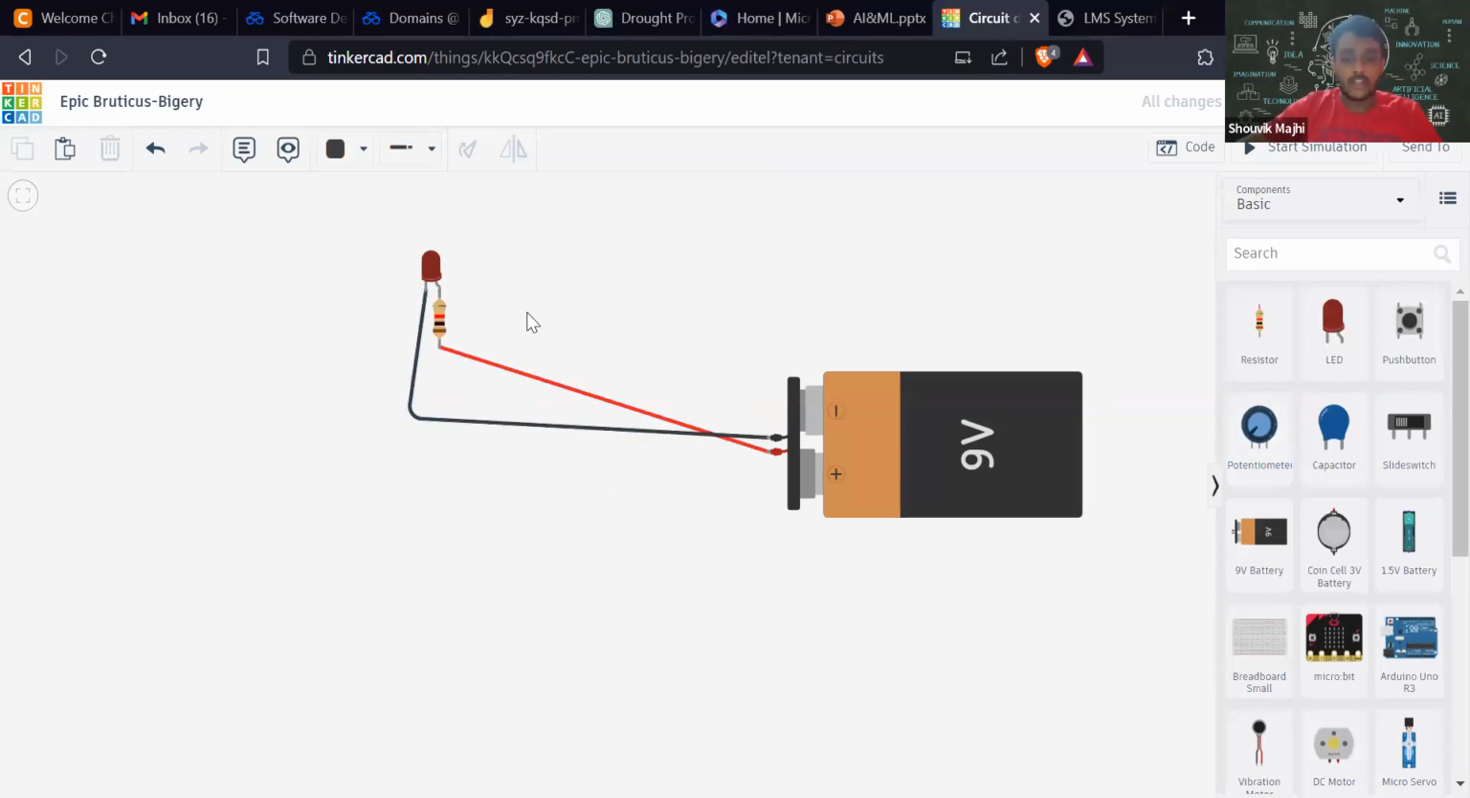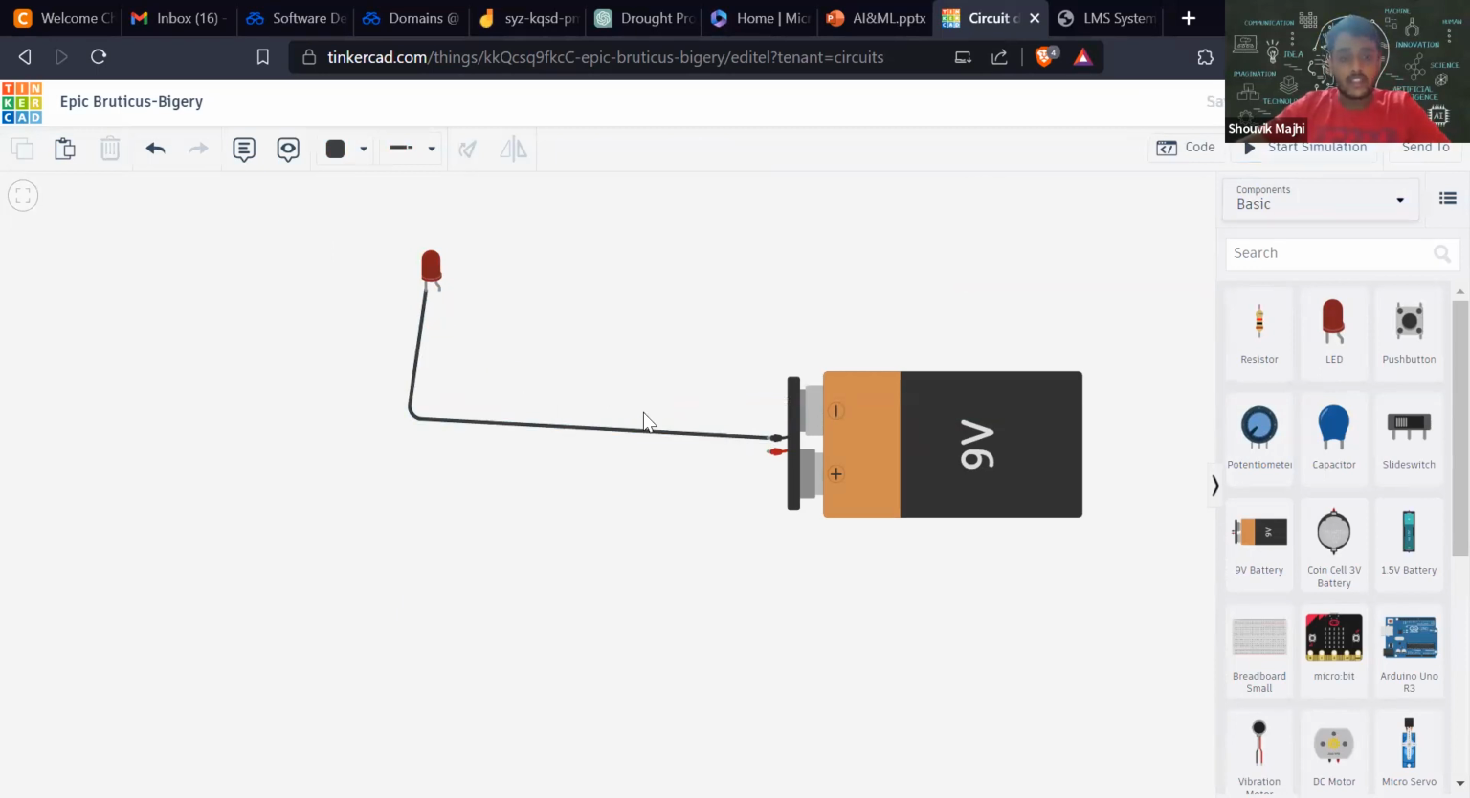And if I want to simulate it, I will simply go to the start simulation section. If I go to start simulation, you can see my LED is glowing. Okay. So this is a pretty simple circuit. You can see the LED is glowing. And now the big question takes part. Why do we need a resistor?